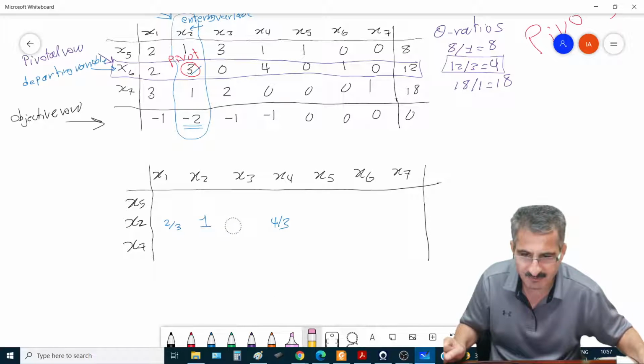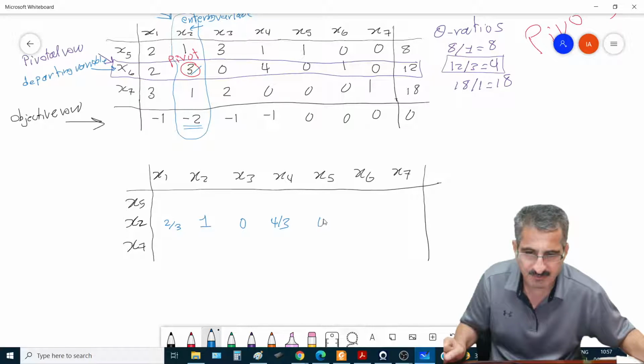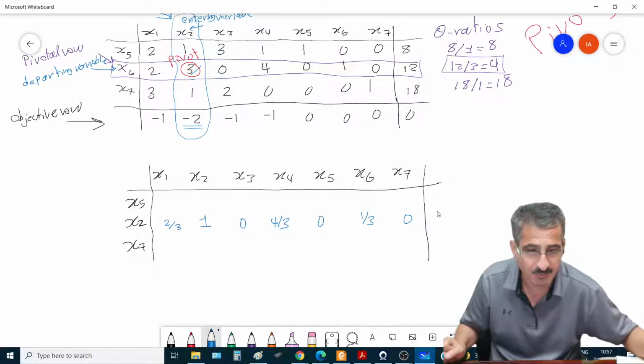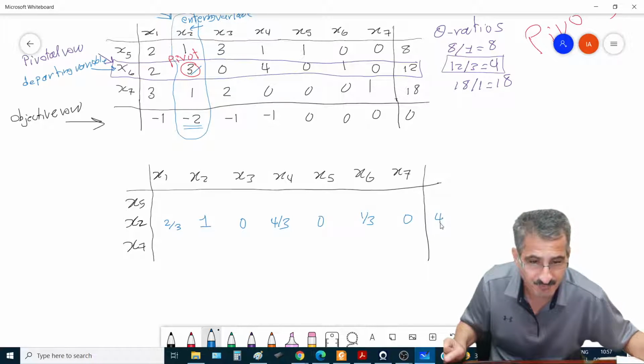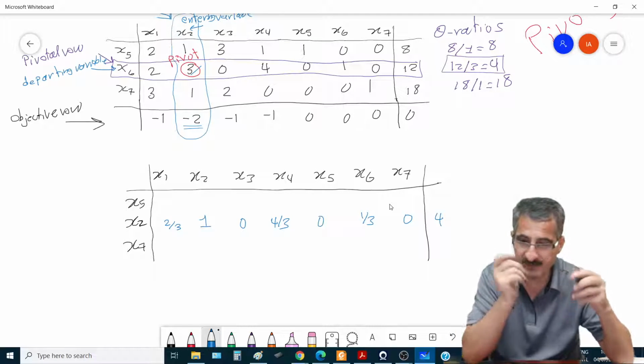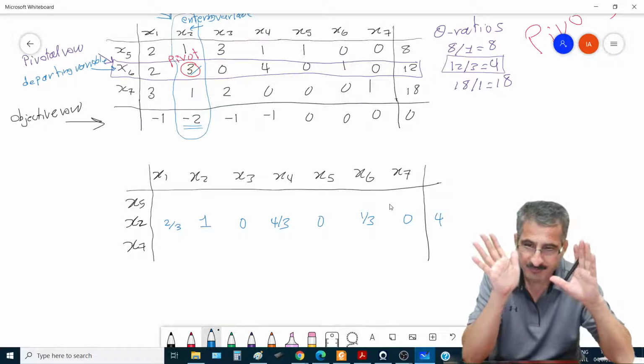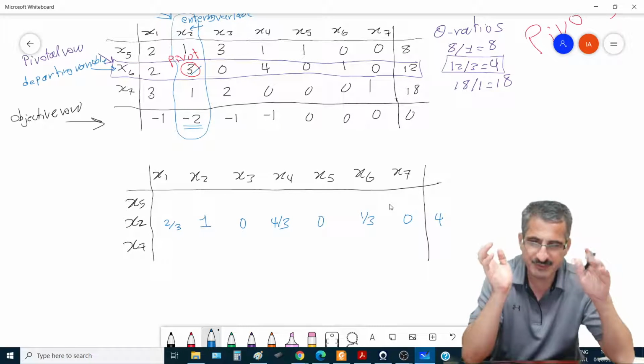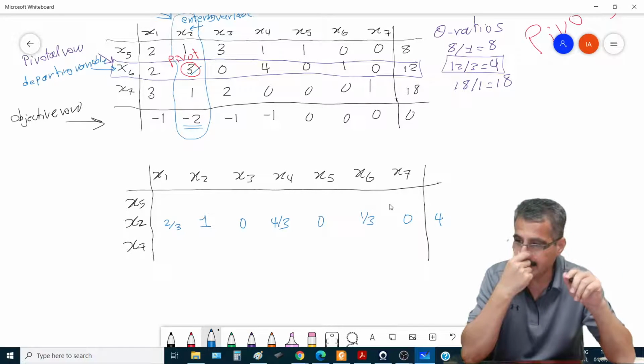So let me spot this correctly. And under x5 I get 0. Here I get 1 over 3, I get 0. And 12 over 3 is 4. Okay, now I want to make the 1 over the pivot to be 0. So reduction formulas. So help me if I am wrong.